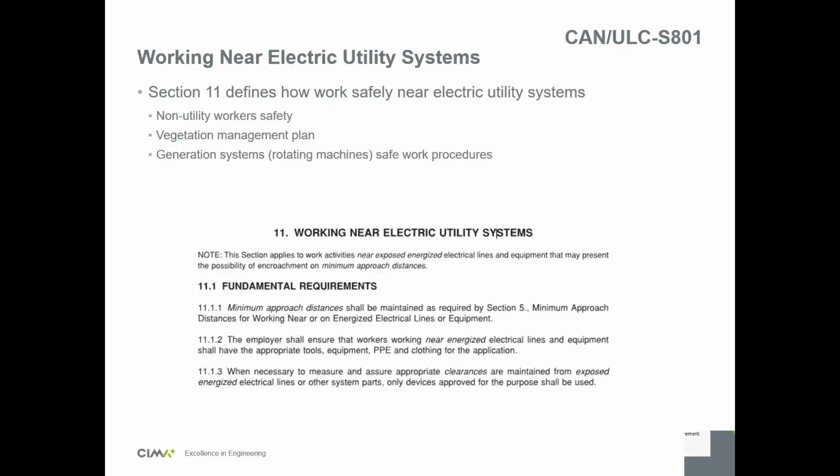And then section 11 defines how to work safely near electric utility systems. So this applies not necessarily to utility workers, but also non-utility workers. So how to deal with the safety of these persons. How also to do a vegetation management plan on your distribution or transmission system. And how to work safely around generation systems and rotating machines.